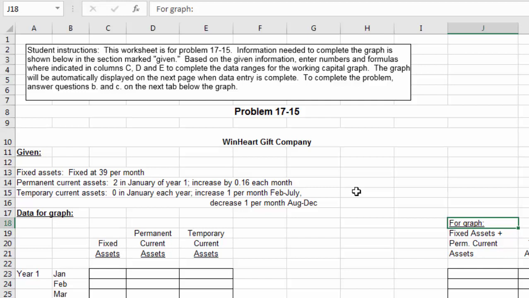17.15 is asking us, it says, Milton Warden, the finance manager of Winhart Gift Company, is analyzing past data on the firm's fixed assets, permanent current assets, and temporary current assets for each month over the last 5 years. The company maintains level production, but its sales are seasonal. He found that the monthly level of the 3 types of assets over the last 5 years could be closely approximated by the following patterns in thousands of dollars.